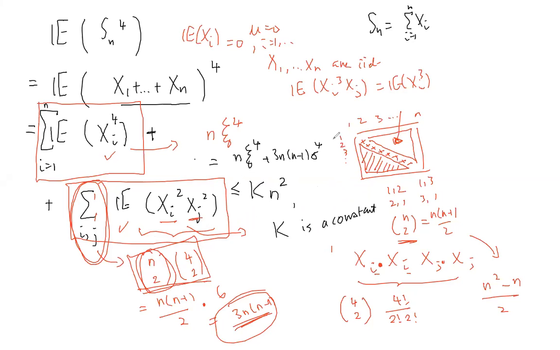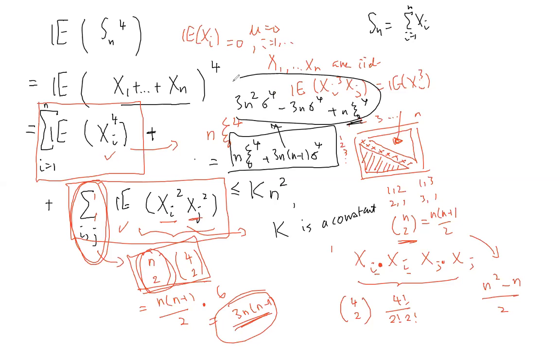All right. So you look at this part here. This is actually a quadratic term, because over here you will have 3n squared sigma to the power of 4 minus 3n sigma to the power of 4 plus n psi to the power of 4, right? So essentially it's a quadratic equation. Since it's quadratic, you can always find some constant k such that when you multiply with the leading degree here, it will be dominated.